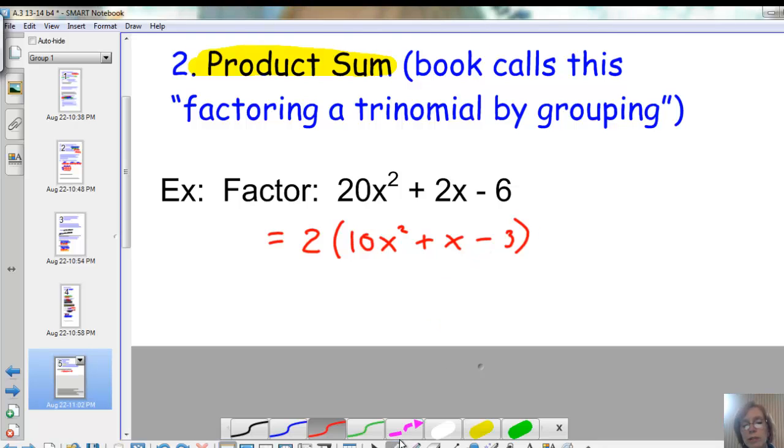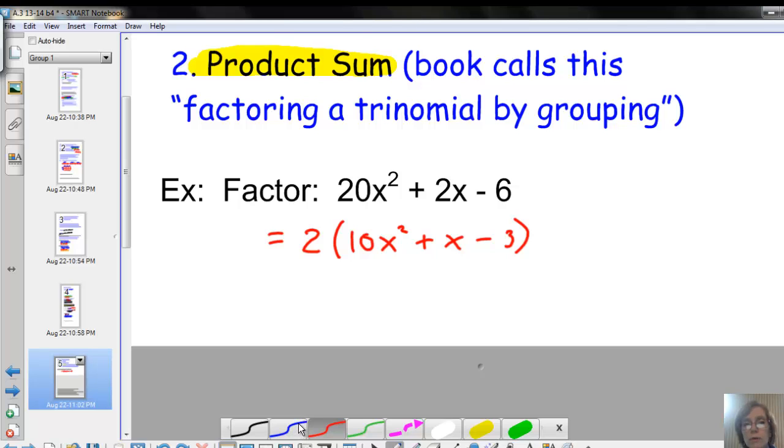And at this point, it's time to use our product sum technique, which actually I have typed up for you. So I'm going to ask the substitute to give those papers to you. And those are the half sheets of paper that have the product sum game on the first side and the product sum technique on the back. So let's follow along with that.